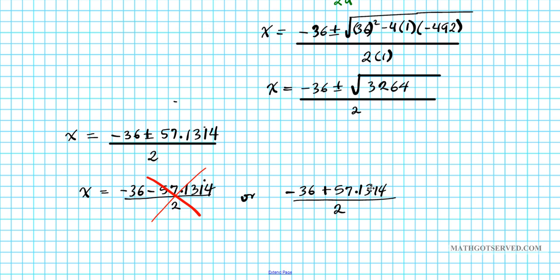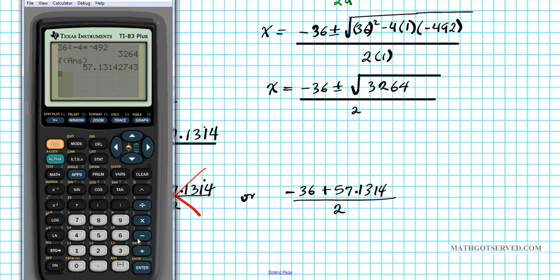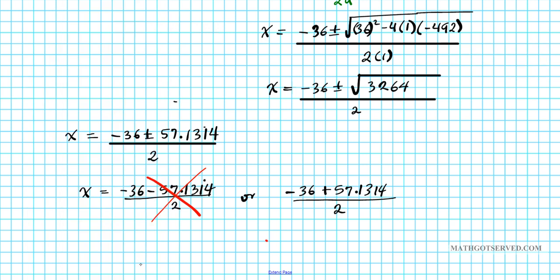This will be positive because the bigger number is positive and the smaller number is negative in the numerator. So we just evaluate this and round it to the nearest whole number, and that should give us our desired result. Let's go ahead and carry out the computation. So we have that minus 36, enter, divided by 2, and we have 10.5657. So let's go ahead and write that down. X is 10.5657.